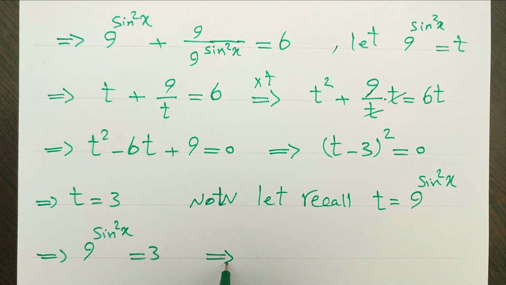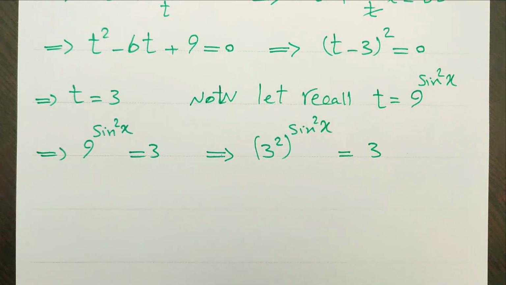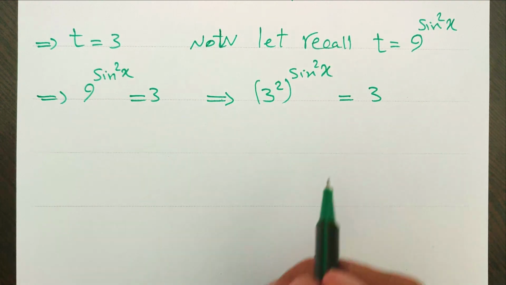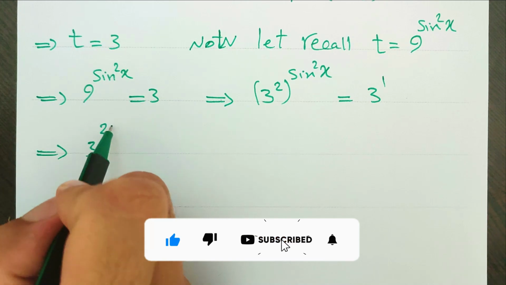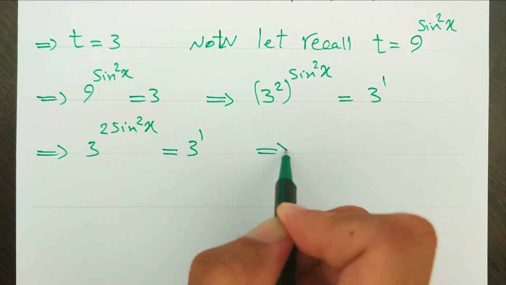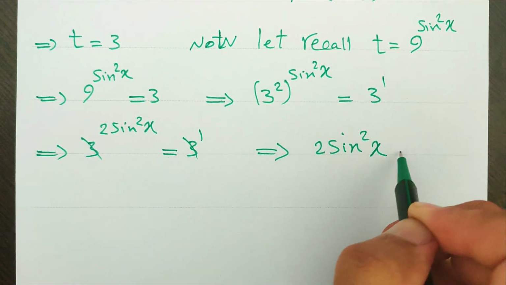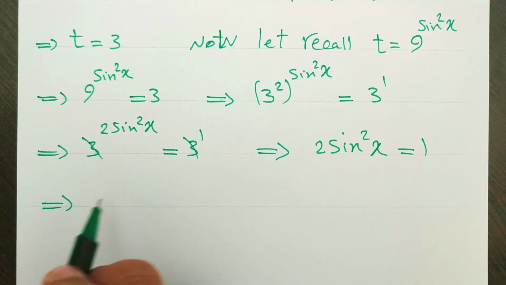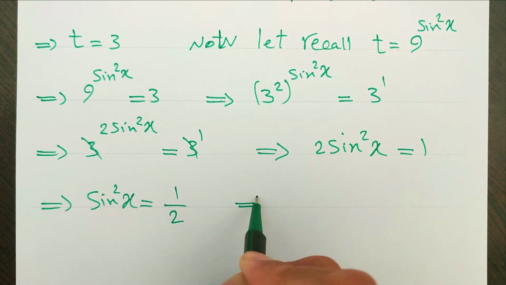Then we can rewrite 9 as 3 to the power of 2. So we have 3 to the power of 2 to the power of sine squared x equals 3, which concludes that 3 to the power of 2 times sine squared x equals 3. And the 3 on the left side and right side cancel each other. So 2 times sine squared x equals 1, and sine squared x equals 1 over 2.